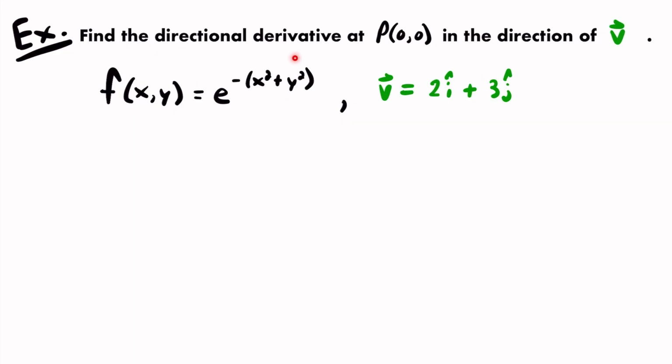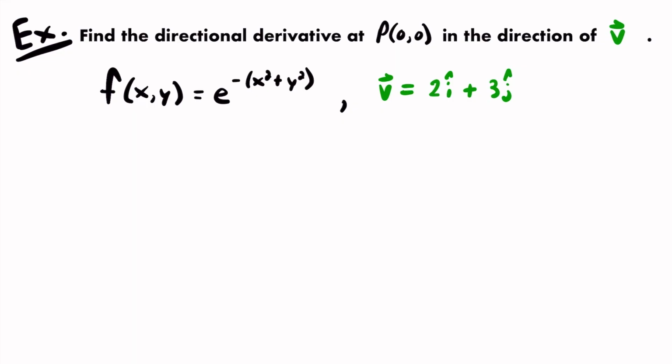Next up, we want to find the directional derivative at the point (0, 0) in the direction of vector v, and we're given f(x, y) equals e to the power of negative x squared plus y squared, and vector v equals 2i plus 3j. All right, so this is just like our previous example. We're not given an angle that the vector makes with the x-axis, so instead what we have to do here is check to see if this vector that we've been given is a unit vector, and if it's not, make it into a unit vector that we can then use to find the directional derivative.